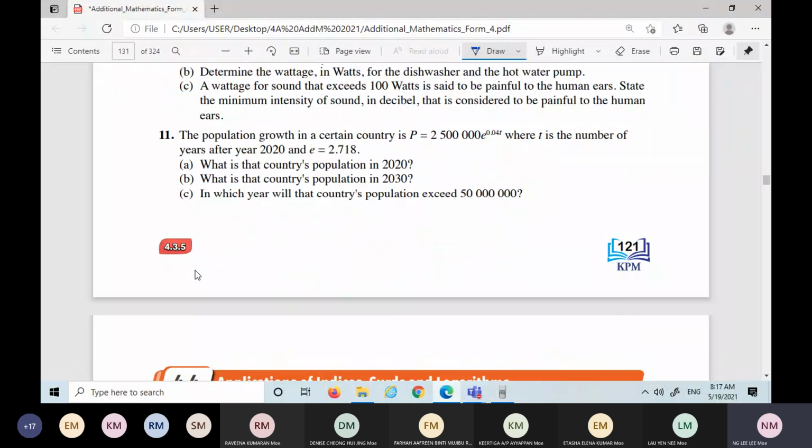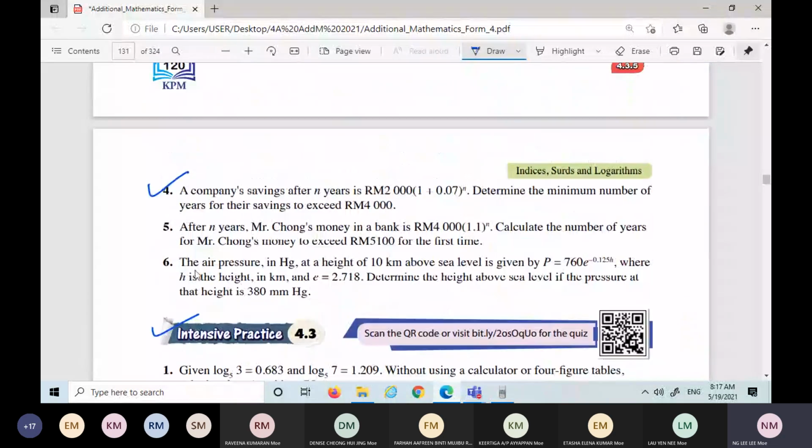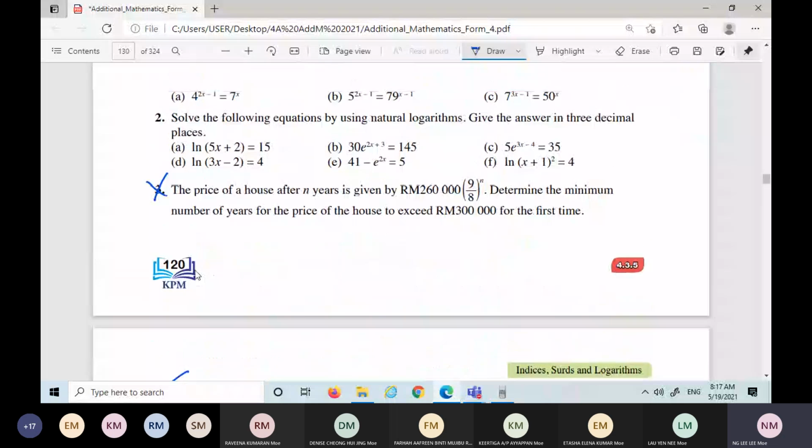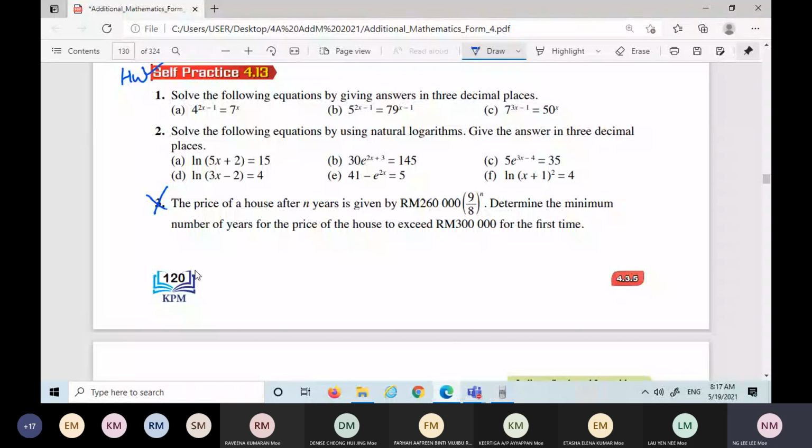This chapter you must do more. You must do a lot. A lot of students cannot cope with this chapter, so you must always practise. I will do one more question for you. Here, question number 3. Then you go to the questions.